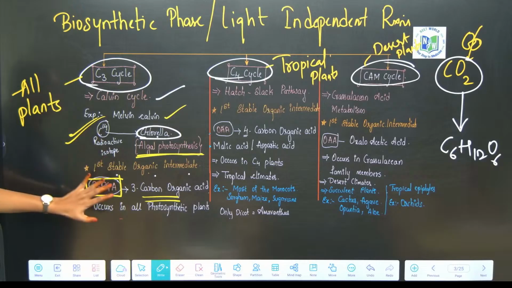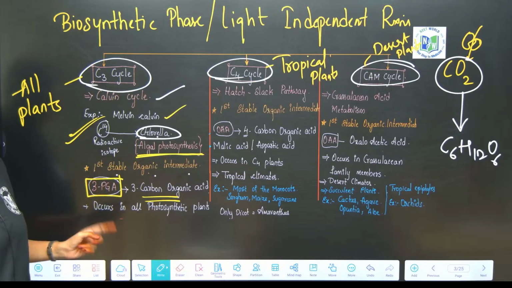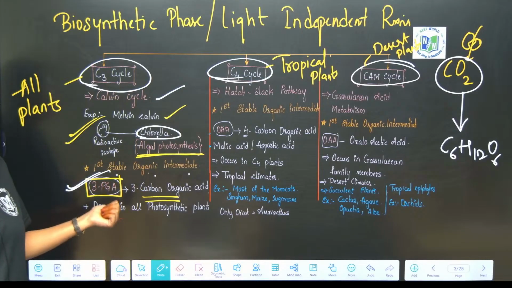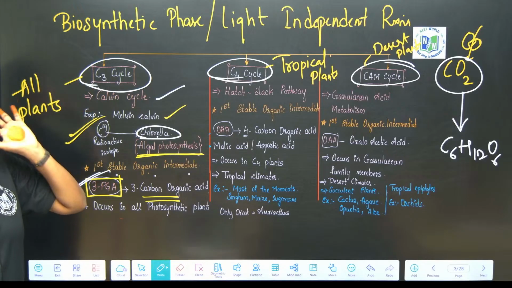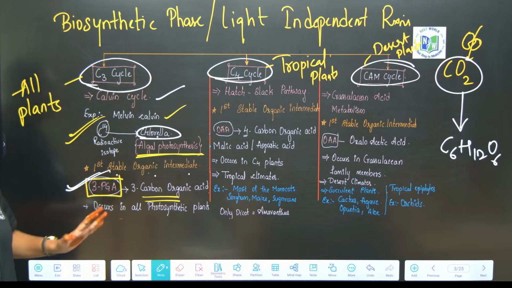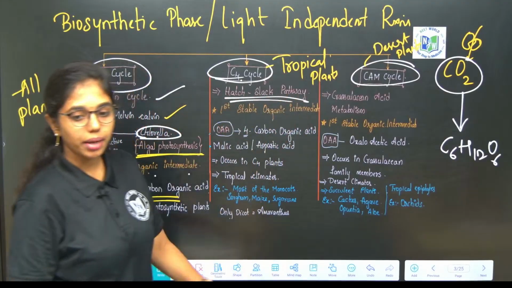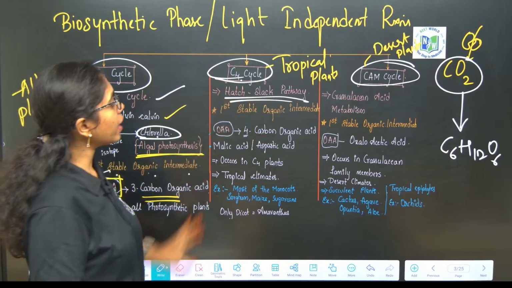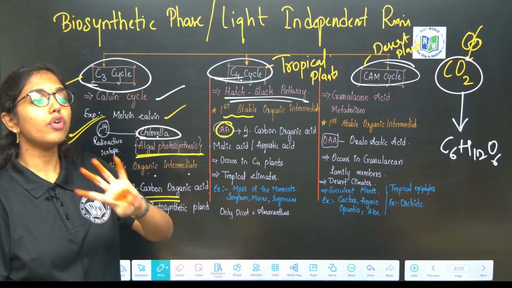What is the result of his experiment? The first stable organic intermediate formed after fixing carbon dioxide is a 3-carbon compound, 3-phosphoglyceric acid. He stated that the C3 cycle occurs in all plants in mesophyll cells. Clear with the C3 cycle? Any doubt? Now the C4 cycle, also called the Hatch-Slack pathway, named after those scientists. Here the first stable product formed is oxaloacetic acid, which is a 4-carbon compound.